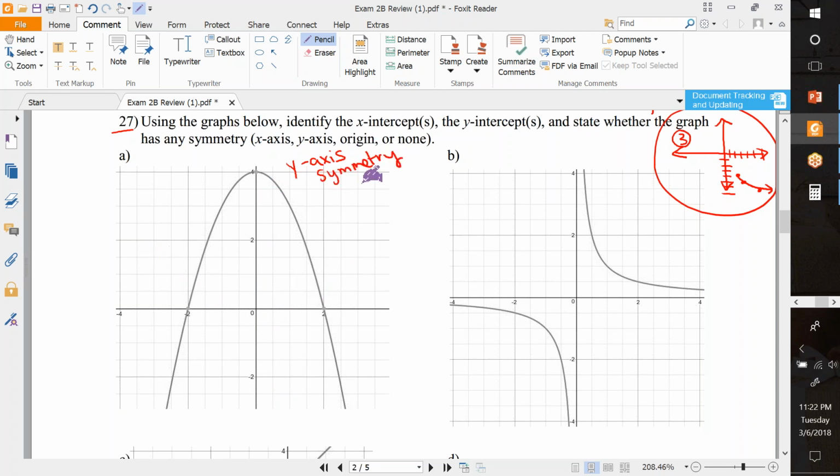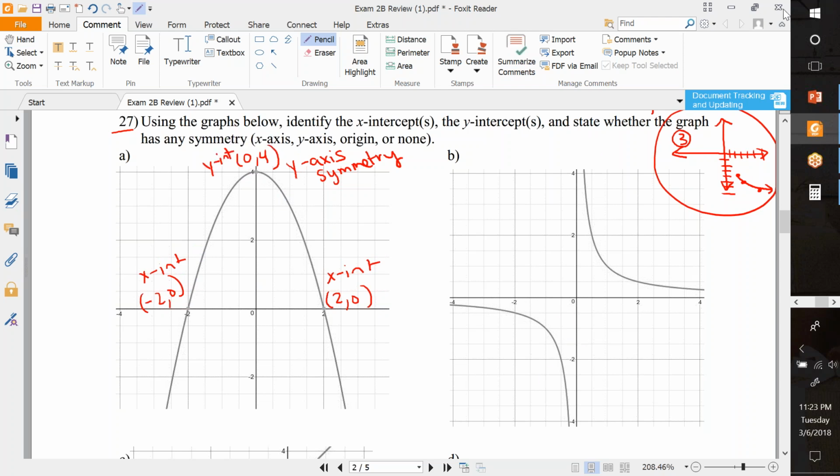Origin means if you fold it twice, over the x-axis and down, and that would not match up exactly. So typically how you can check really quickly for origin, if you have a point -2, 0, you must also have the point 0, -2, and we don't. So whatever a point is, you have to have the flip of it as well to be origin. So this one has the y-axis symmetry. The ordered pairs are -2, 0 for the x-intercept here, 2, 0 for the other x-intercept, and 0, 4. So x-intercept, x-intercept, and y-intercept.